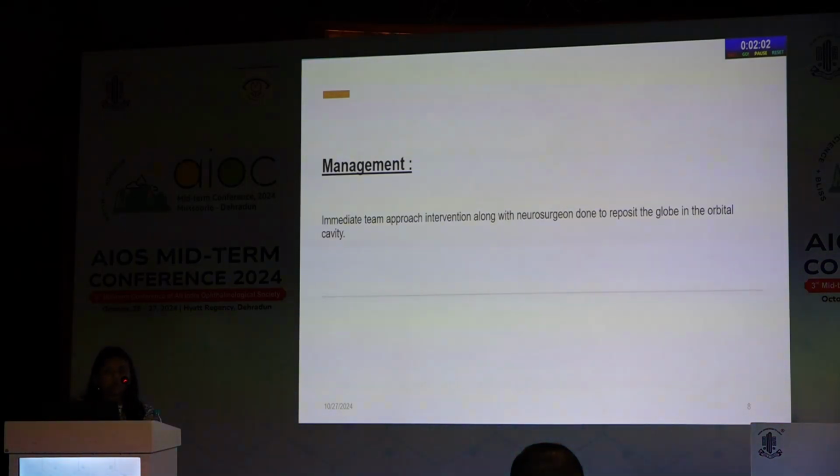Then we took the patient for further surgical management along with the neurosurgeon to reposit the globe in the orbital cavity. When the neurosurgeon raised the flap, further exploration was done to find the eyeball. The eyeball was found between the bony fragments, slightly displaced upward through a defect in the dura mater. Then we sutured the lacerated orbital tissue and tried to reposit the globe into the orbital cavity, and the defect in the dura mater was repaired by the neurosurgeon.